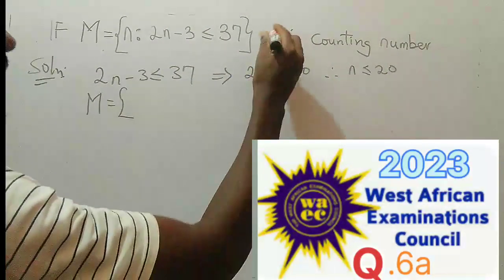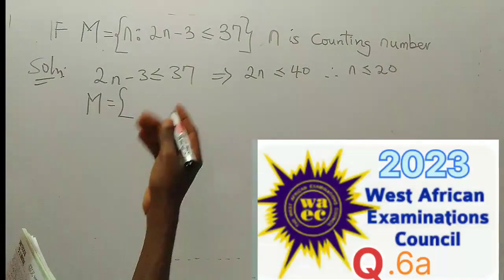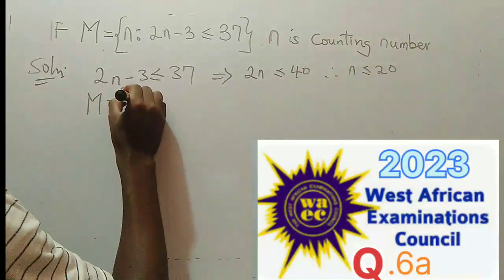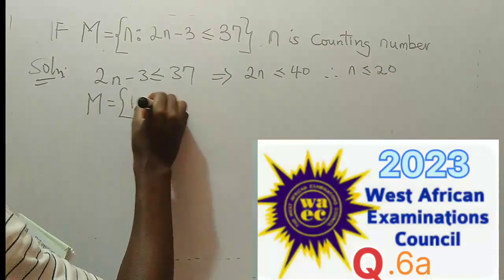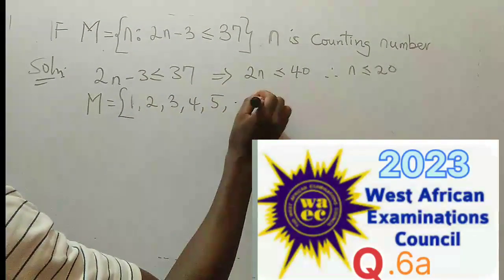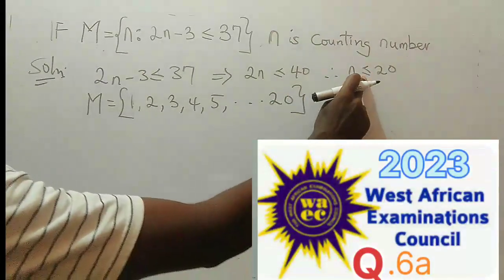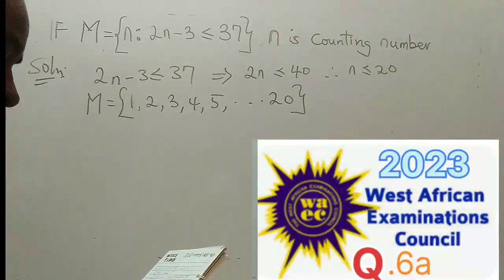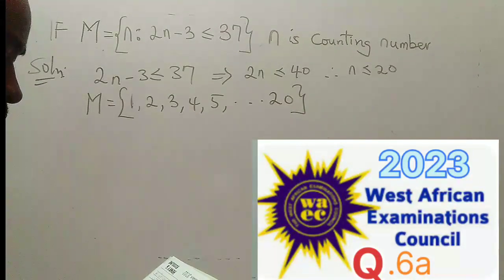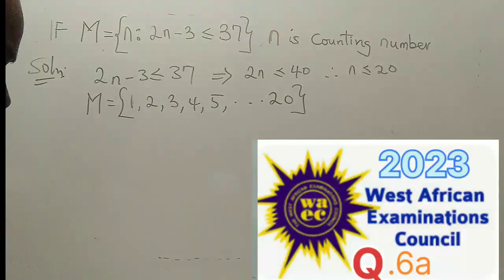And remember, they say that n is a counting number. So we are going to list all the counting numbers from 1 to 20. So that's going to give us 1, 2, 3, 4, 5, up to 20. We are going to include 20 because this is less than or equal to, okay? So let's go to the second question. So we've answered question number 1. We should write down all the elements of N, which we have done so far. Now let's look at the second one.